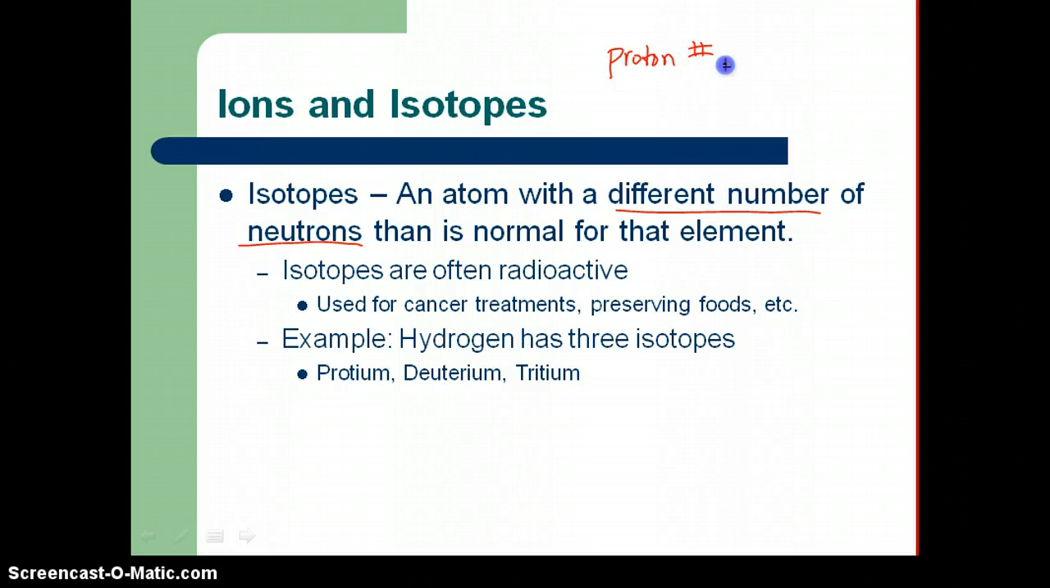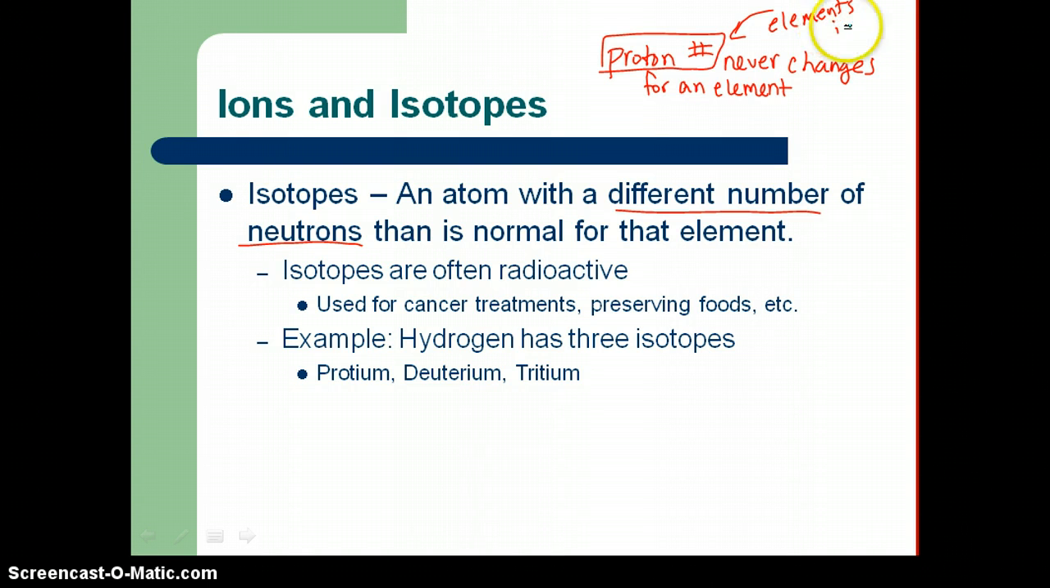Proton number never changes for an element. That is its identity, if you remember that from yesterday. The proton number is an element's identity. But the mass can still change if our neutrons change. So the number of neutrons, if they are different, they are called an isotope.